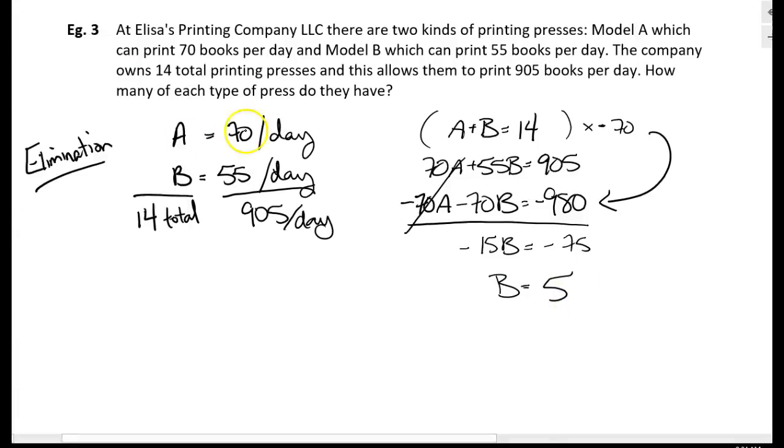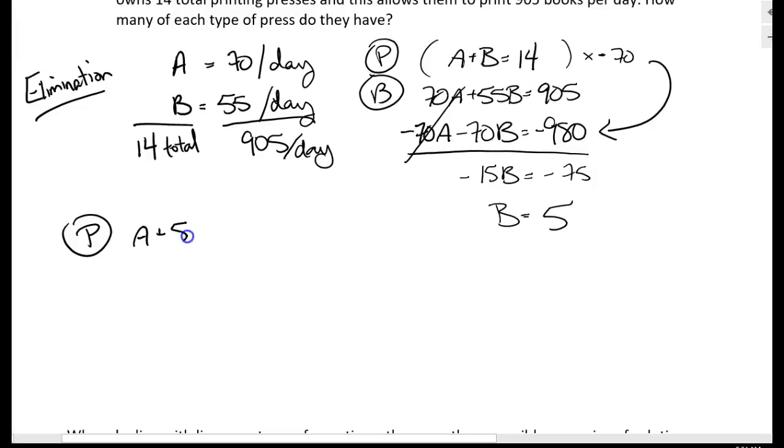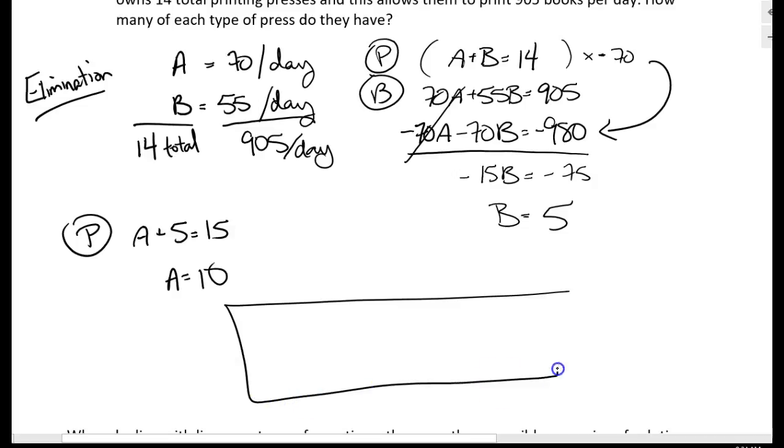So I've got 5 Model B printing presses. Now I can solve for Model A using that original equation for printing presses versus books. Okay, so using P, I'm going to go A plus 5 equals 14. So A, consistent variable, please, is going to be 9. So my final solution is going to be 9 model A's and 5 model B's.